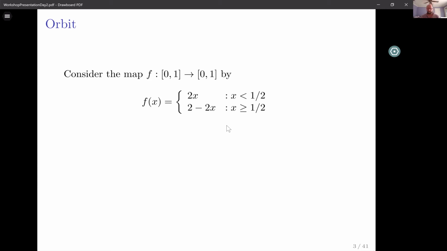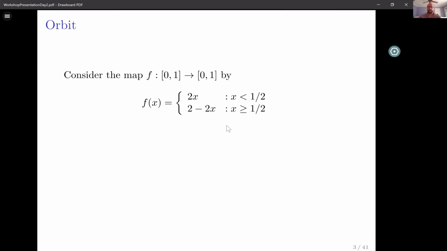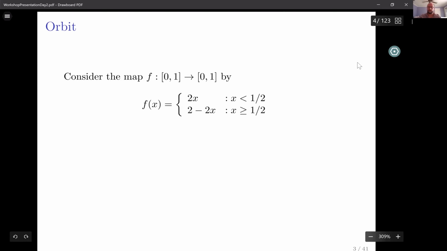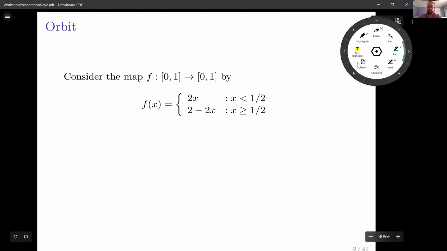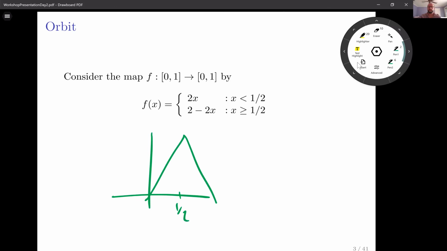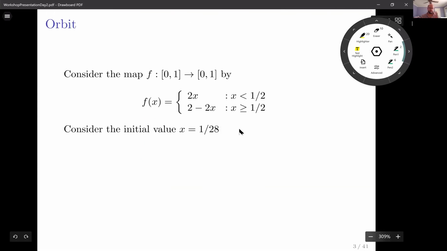All right, so just a quick motivating example. Think about the map f from the interval to the interval, given by this formula here. The graph of this is something like this, where this is the point 1/2, slope 2, and slope -2. This is a very important example called the tent map, and it has a lot of great properties.